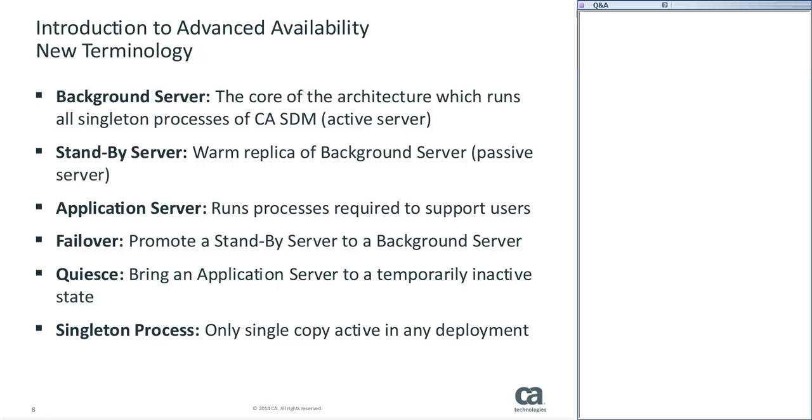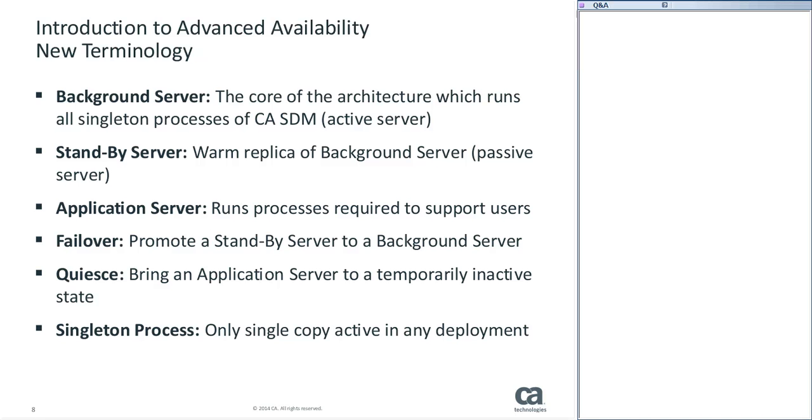Then you have the concept of failover. To failover is to promote a standby server and make it into a background server. And we'll give some examples of when you might want to fail over throughout the presentation. Next, quiesce, which is to bring an application server to a temporary inactive state. This is basically a way of bringing the application server down by alerting the end users that the application server is coming down. And we'll give more information on that as well going forward.